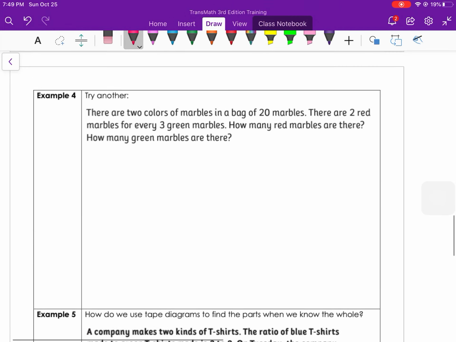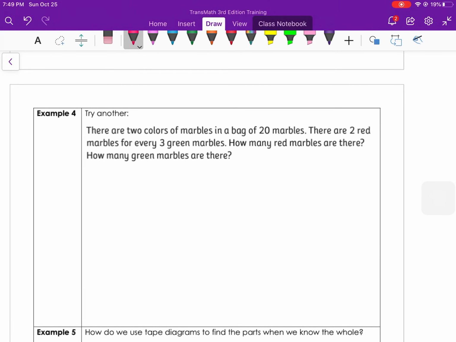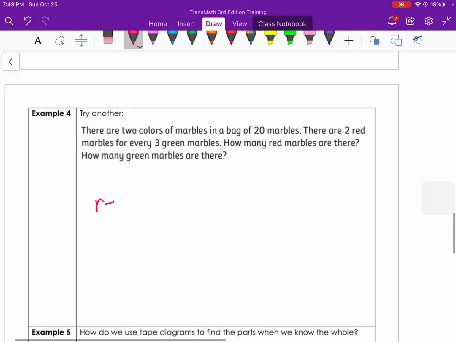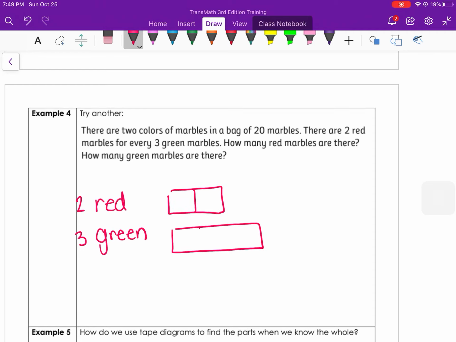All right, let's try a couple more here. There are 2 colors of marbles in a bag of 20 marbles. There are 2 red marbles for every 3 green marbles. How many red marbles are there? How many green marbles are there? So we have 2 colors, red and green. Since there are 2 red for every 3 green, so 2 boxes for red, 3 for green.